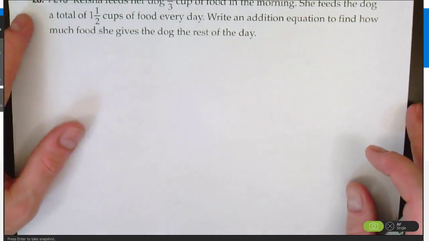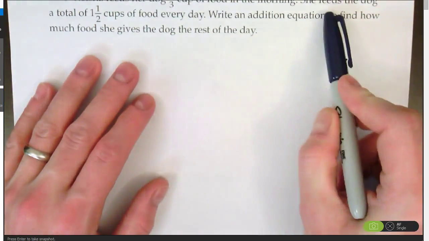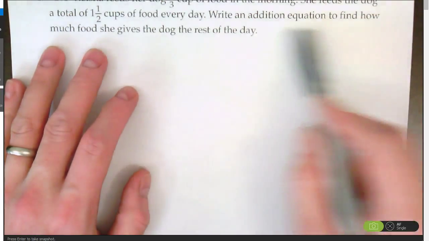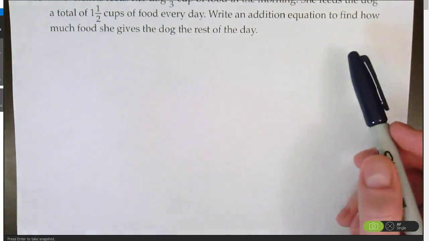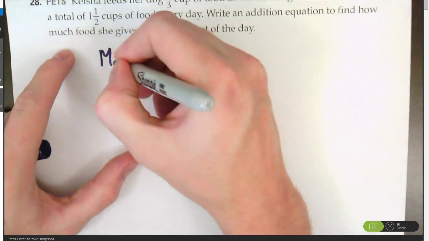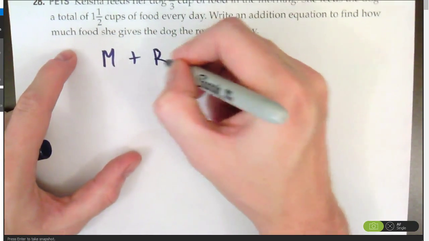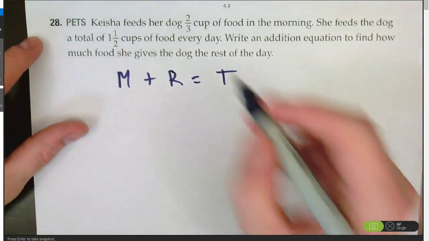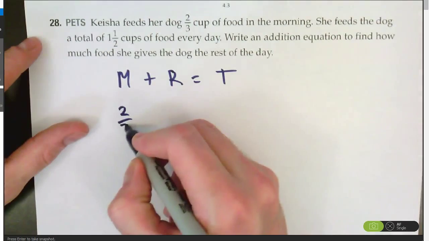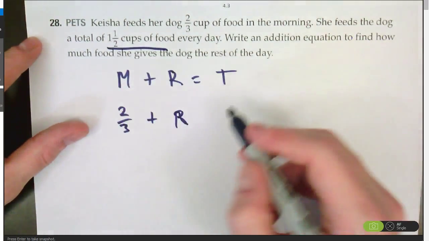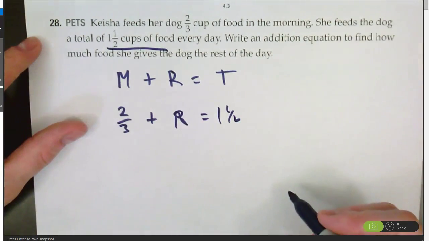Keisha feeds her dog 2/3 cup of food in the morning. She feeds the dog a total of 1.5 cups of food every day. Write an addition equation to find how much food she gives her dog the rest of the day. So here's what she has. She has morning plus rest of the day equals her total. It's kind of the cheap way to write this out. So in the morning, we know she gives 2/3 of a cup. The rest of the day we don't know what she gives, but this is the total of 1.5 cups.